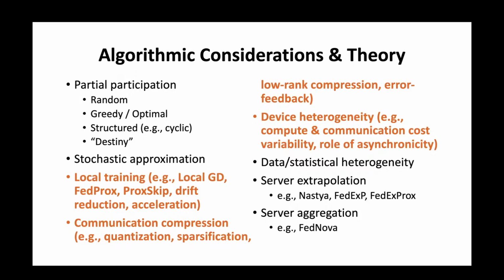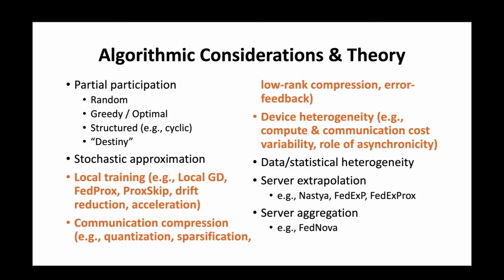Now, the kinds of algorithmic considerations you have to take into account when solving this problem include all of this and more. So for instance, you can think about server extrapolation. There are some beautiful works on this. Once you combine all of the updates from different workers, what do you do with those updates? Do you just do simple averaging, or should you extrapolate, or do something else? Should you have a server optimizer, and so on and so forth?